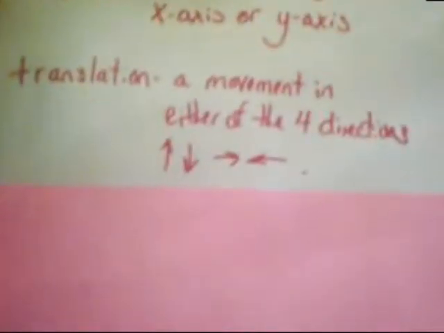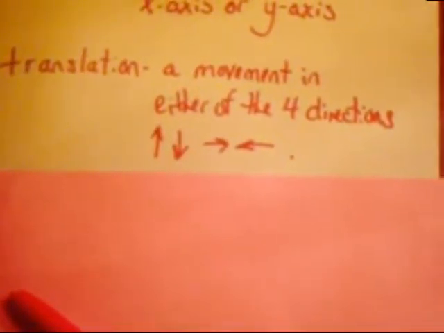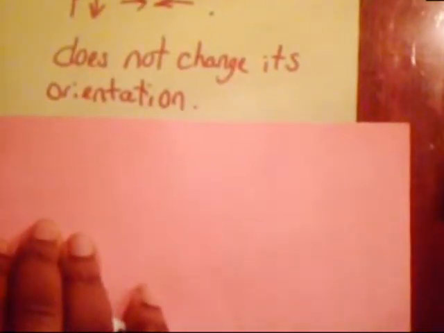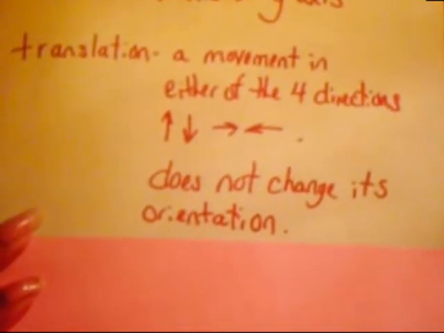Okay, guys, the last type of transformation is called a translation, and I just like to call that a slide, because a translation is just a movement in either of the four directions. It's either going to move up or down or left or right. But the good thing about a translation is that it does not change its orientation. The translation is the only one where the image will look exactly the same. It's just been slid either left or right, up or down.